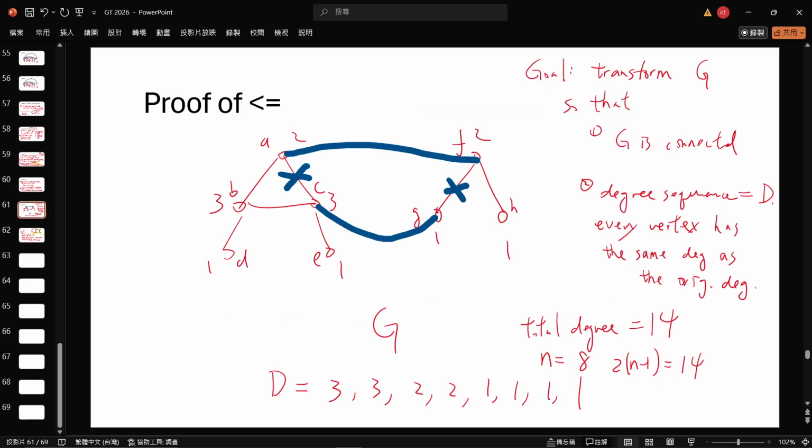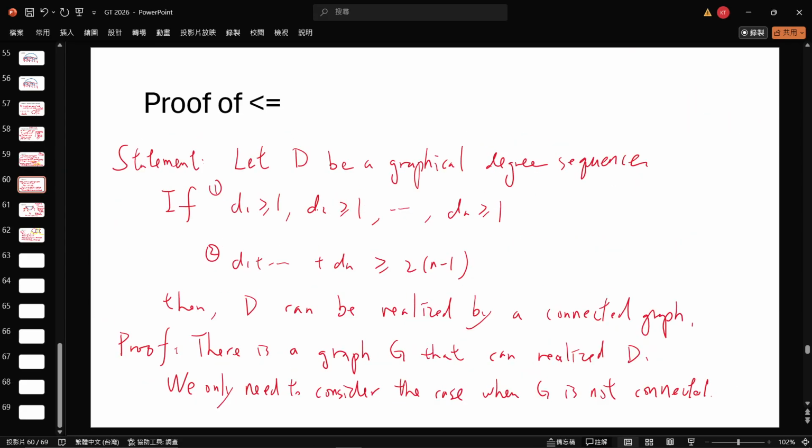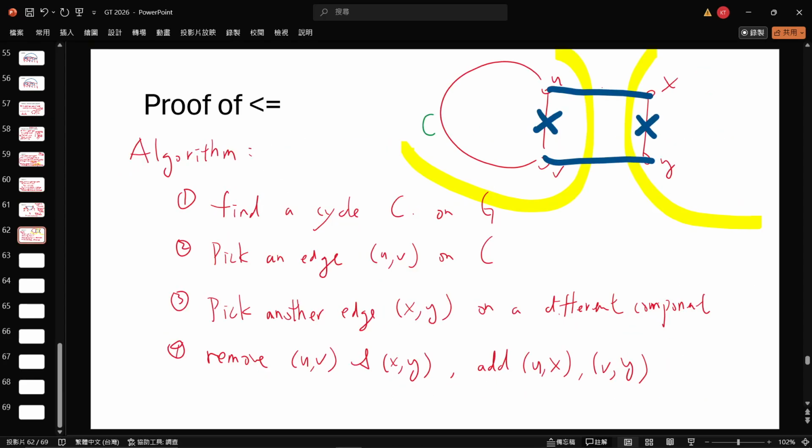Okay, so this is our algorithm, but let's go back and review the statement that we try to prove. We want to prove that if the degree sequence is graphical and it has these two properties, then it can be realized by a connected graph. But the algorithm here needs a cycle. All the rest are easy, because after you can find a cycle, definitely you can find an edge, and if the graph is disconnected, you can certainly find a different component. So perhaps we can first think about this.